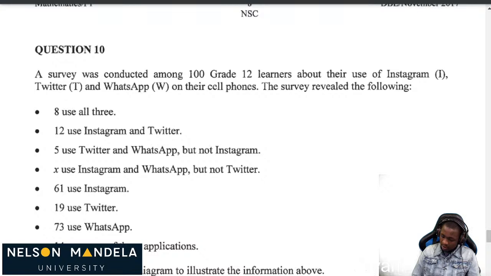Then the last one, we have those who are like me, who love to use WhatsApp. Now, bear in mind that this portion, all of them, they intersect in this portion. These are the intersections, guys. All right, so let's start with the intersection first.